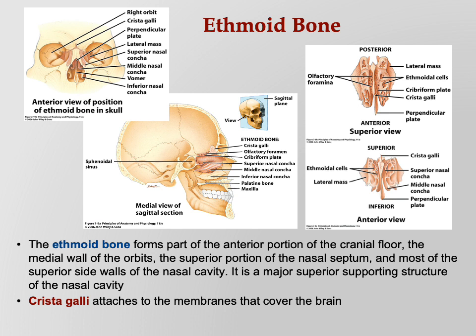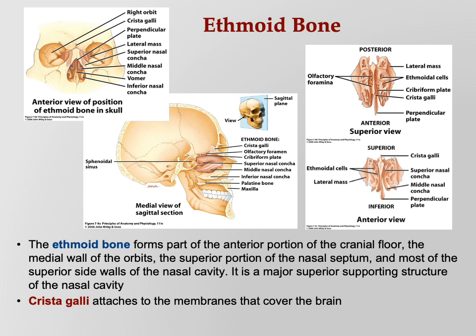Where it says ethmoidal cells, that's just another name for the ethmoidal sinuses. These are hollow spaces inside the ethmoid bone. Then see the cribriform plate? It runs on both sides of the crista galli. That's where your sense of smell happens.